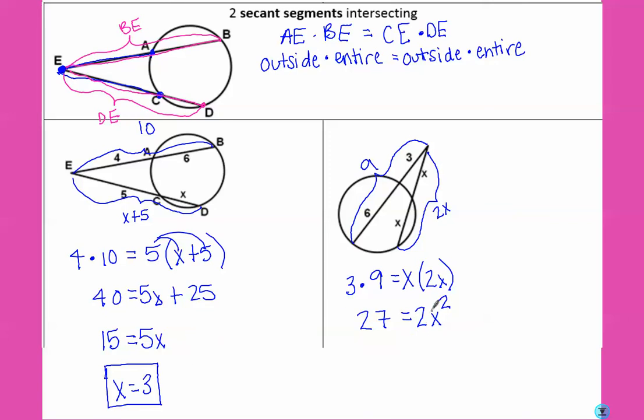Before we can get rid of the squared, we need to get rid of the 2. So we get that x squared equals 13.5. And it's okay to leave it as a decimal when it's a short decimal. If it's a decimal that goes on forever, I would leave it in fraction form. And then square root both sides. And we get that x is approximately 3.7.